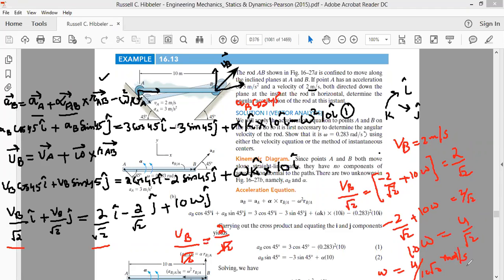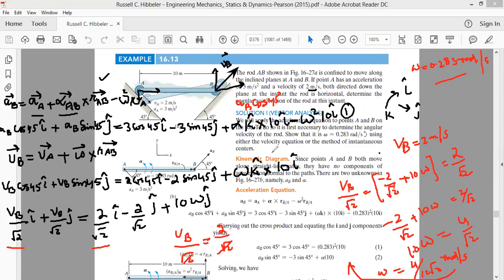Let's perform the calculation and see how much 4 divided by 10 under root 2 is. I have 4 divided by 10 divided by under root 2, that is 0.282. So the value of omega is 0.2828, and we can write this as 0.283 radian per second. So 0.283 radian per second is the value of our omega.